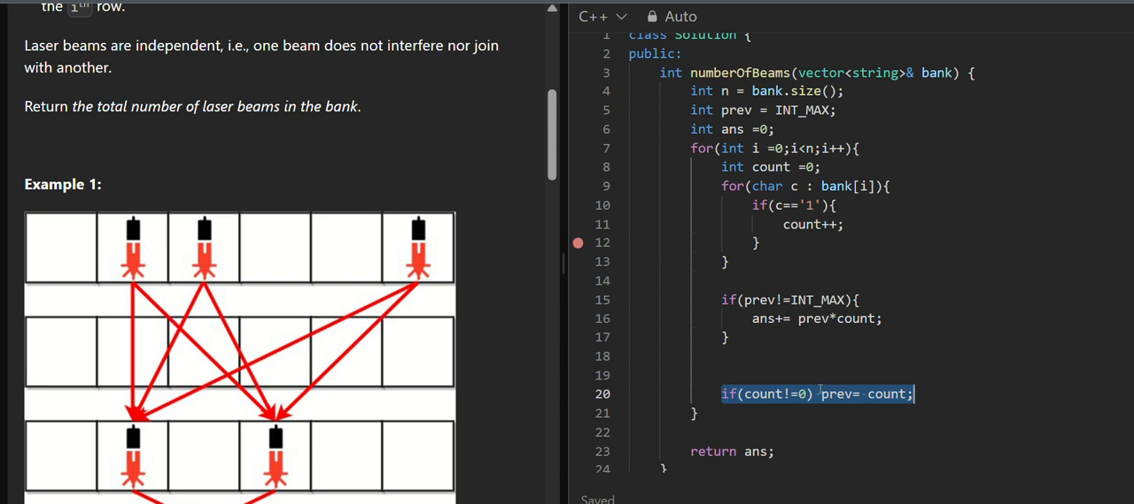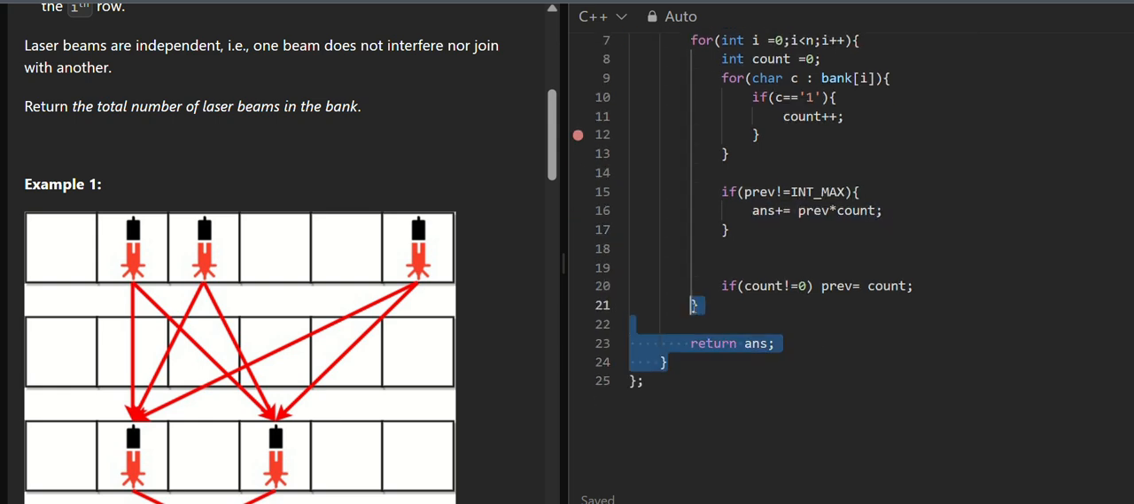So here I am not changing my previous. What I am saying is if count is not equal to 0, then only I will change my previous, and then I will add to my answer, and at last I will return it.